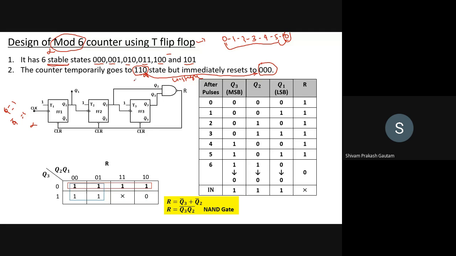Right now, whenever our flip-flop goes to this state, it will come into the unstable region, and we want the flip-flop to again reset to 0, 0, 0. Because if it stays in this state, and if we consider our flip-flop to be stable there, then there will be seven different states. Then it will not be called a mod 6 counter. Therefore, we have to design a circuit in such a way that whenever our flip-flop output is 1, 1, 0, it will directly go to 0, 0, 0. Clear?